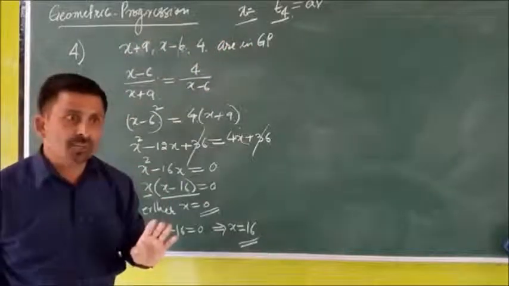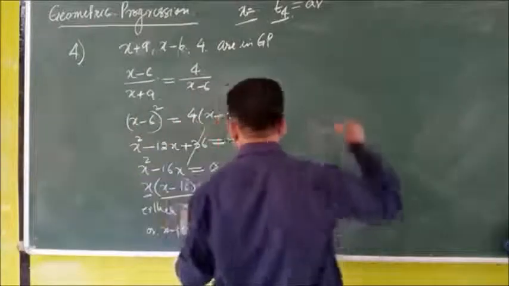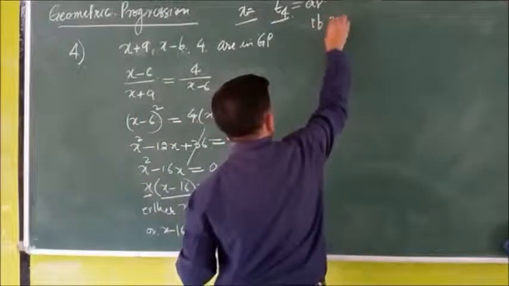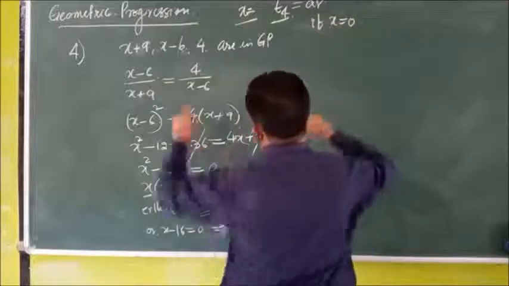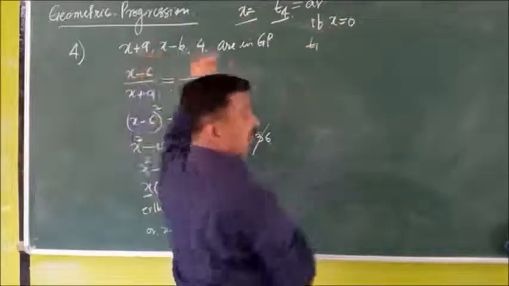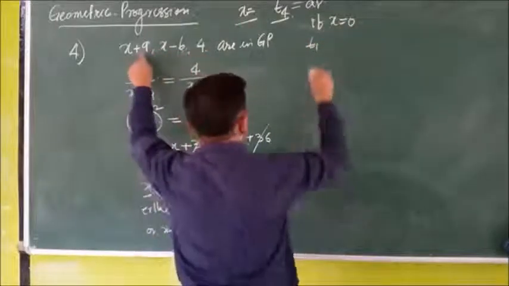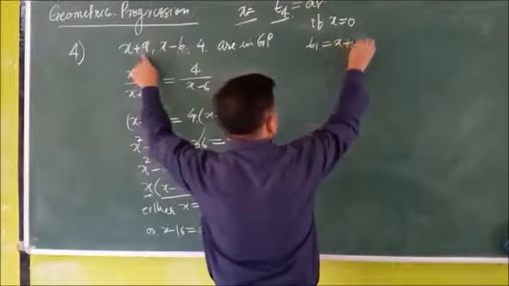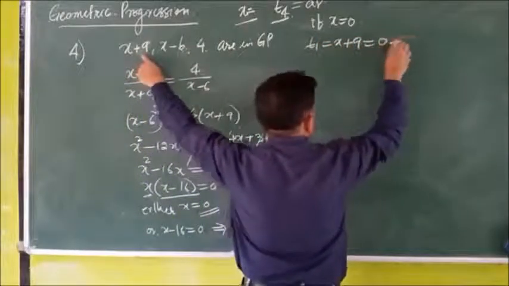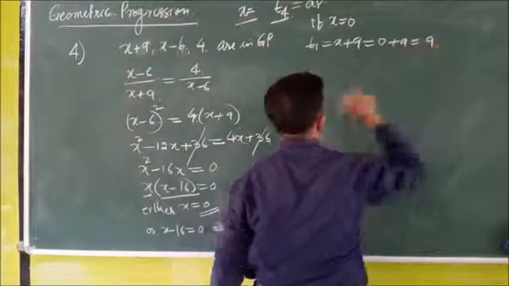Is it understood? Yes, sir. So if your x is 0, then we are going to find the first term. I will write this as T1. Is it okay? T1 is your x plus 9, and this is 0 plus 9, which is equal to 9. We got the first term.